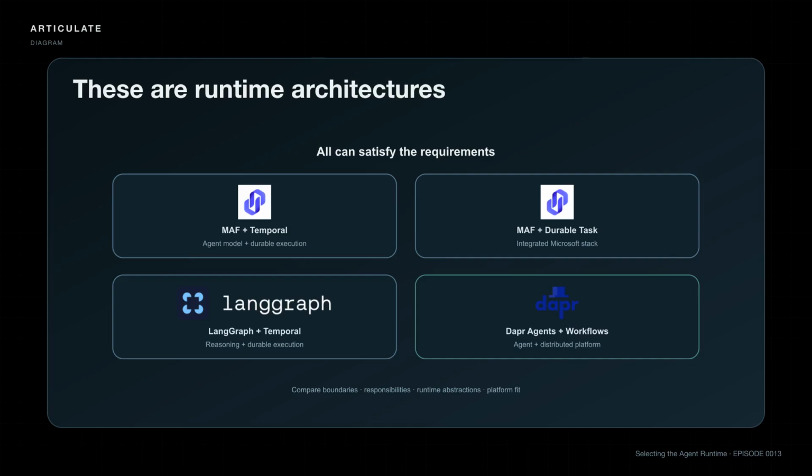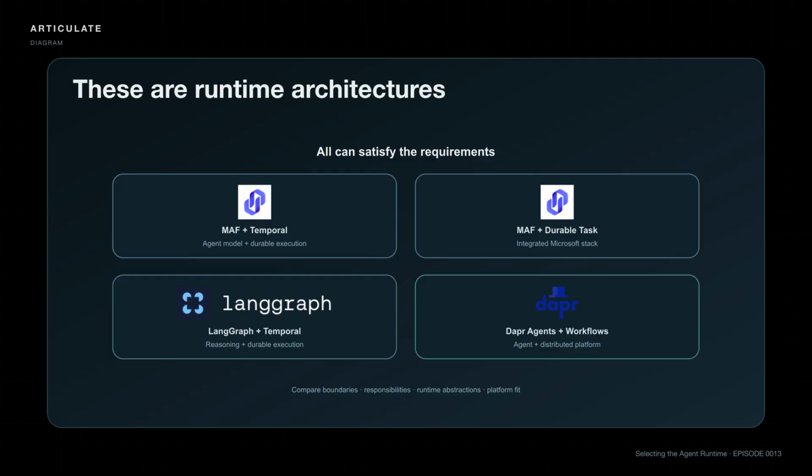At this point, the comparison isn't really Dapr versus Temporal versus LangGraph versus Microsoft Agent Framework. It's closer to Microsoft Agent Framework plus Durable Task, or Microsoft Agent Framework plus Temporal, or LangGraph plus Temporal, or Dapr agents. And potentially other combinations. All of them can be made to work, and that's important. I'm not choosing Dapr because the alternatives fail the requirements. I'm choosing between several architectures that satisfy them. So the question becomes one of architectural composition. How many runtime concepts do I want Articulate to depend upon?